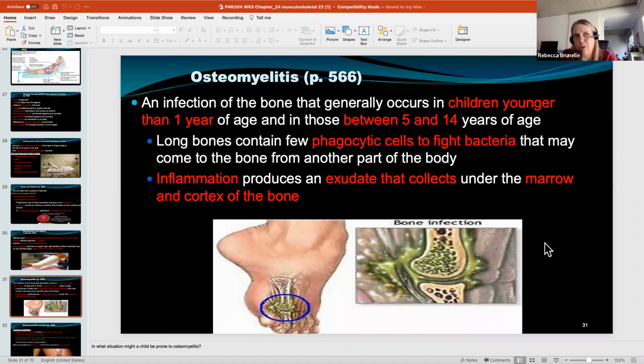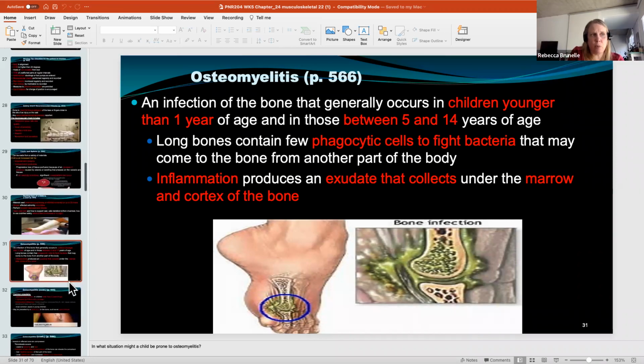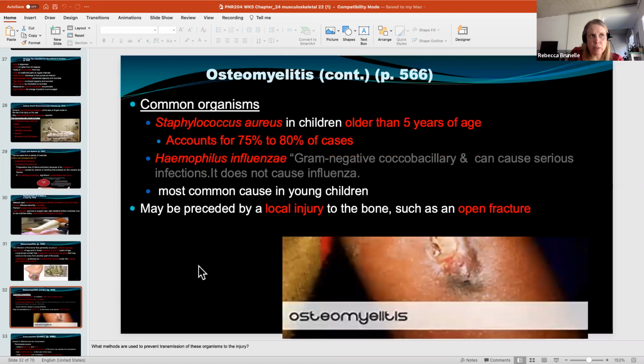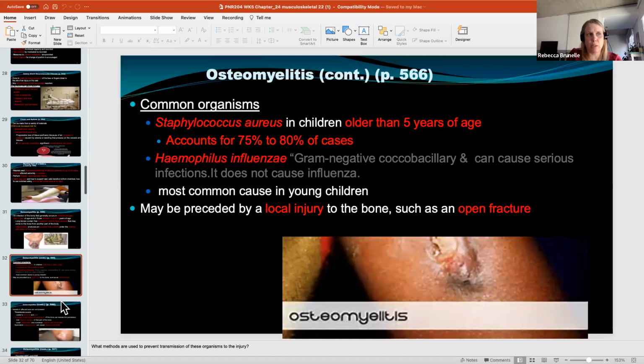And sometimes they don't really know why kids develop osteomyelitis, but they get bacteria into their bone. So they usually present with fever and leg pain. Staphylococcus or Haemophilus influenzae, this bacteria that we talked about is protected by the Hib vaccine, are the most common organisms. And like I just said, it can be a local injury or one of those open fractures where the skin breaks.